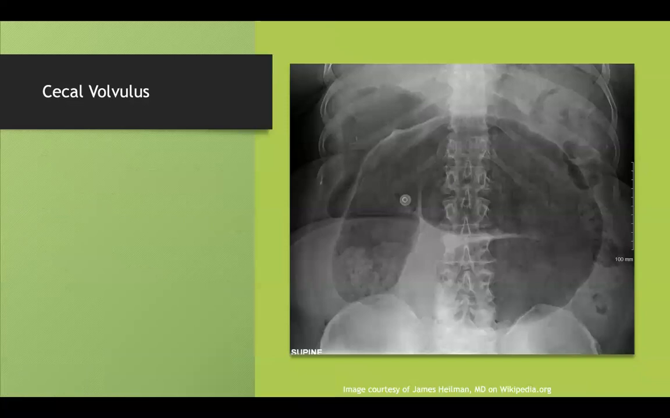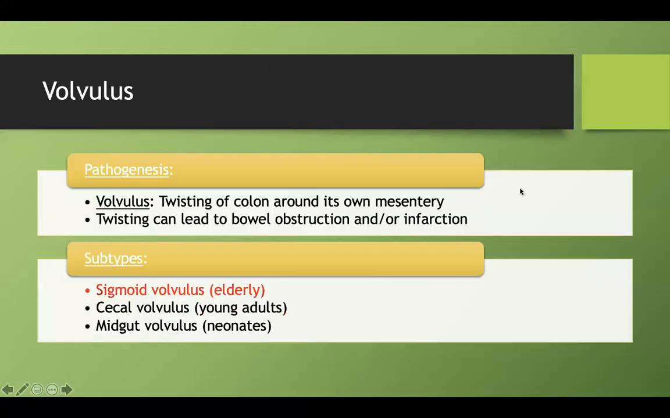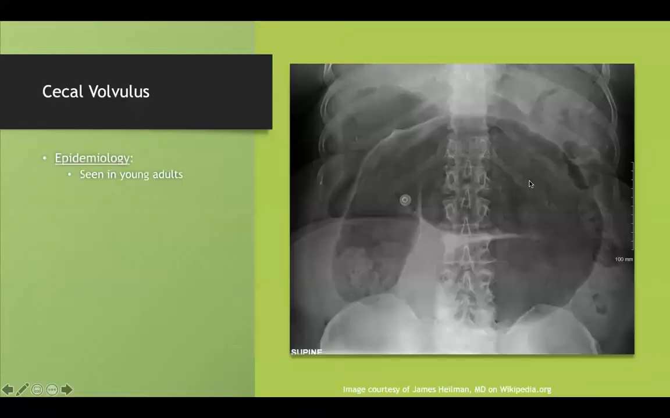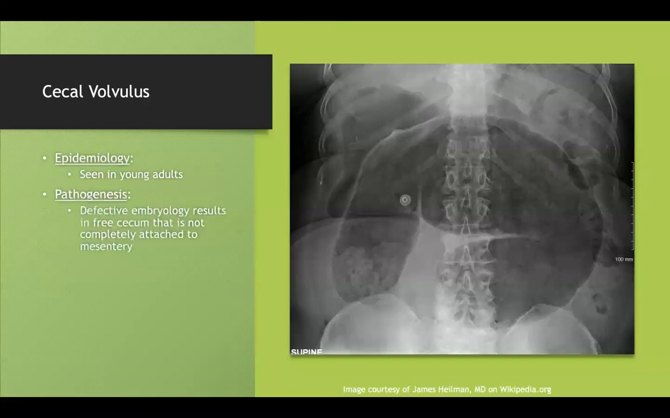Now, cecal volvulus looks pretty similar, but you can see some differences. Here's the sigmoid again if you wanted to see it. For cecal volvulus, it's usually seen in young adults. And what happens here is that for some reason, during embryology, the cecum is not attached 100% to its mesentery. Because of that, it has a little bit of mobility. And with that mobility, it can twist around itself and cause a volvulus.